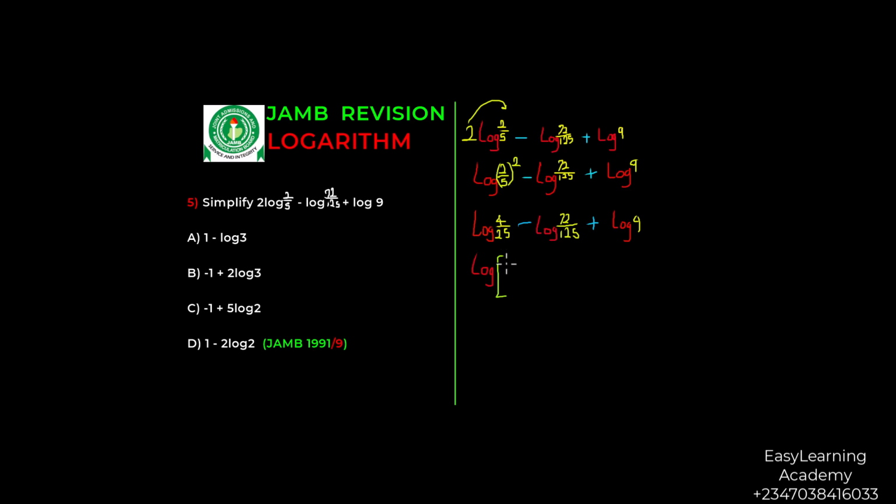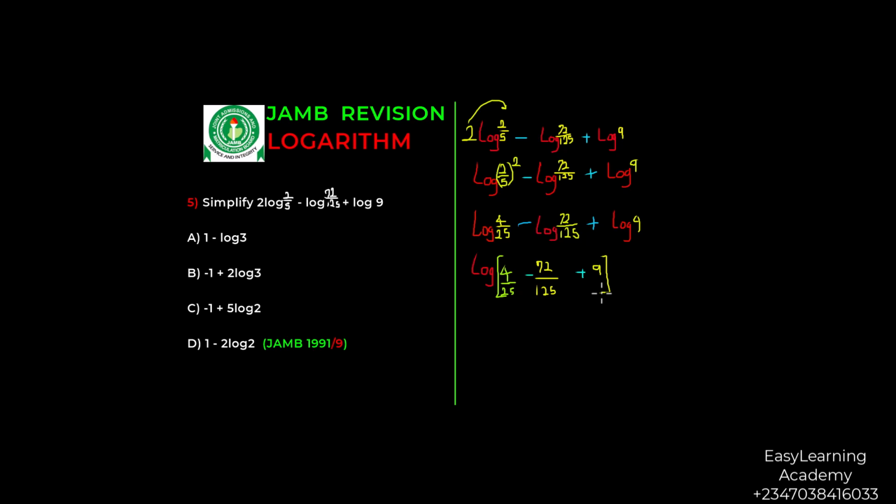Having done that, we can put all of them into a bracket. That is 4 over 25 minus 72 over 125 plus the last one, which is plus 9. Then close the bracket.